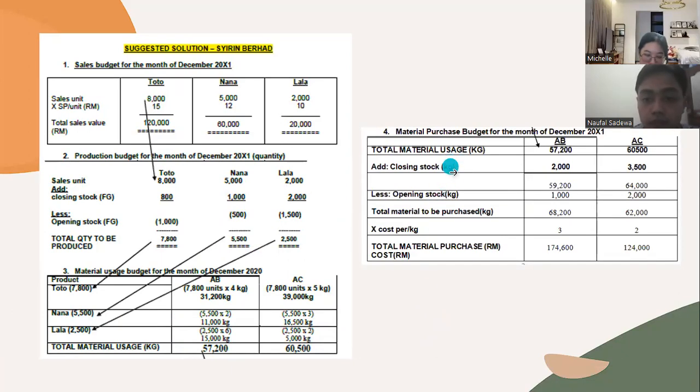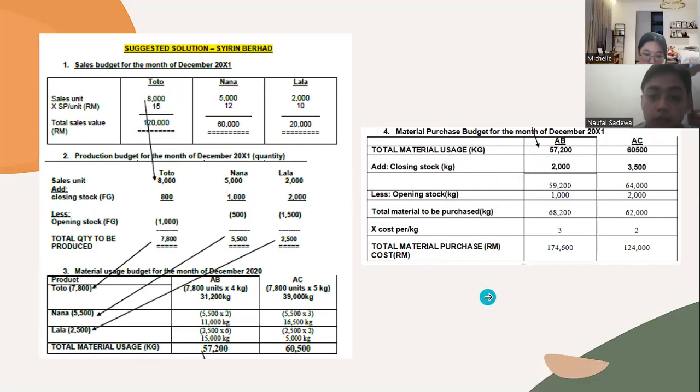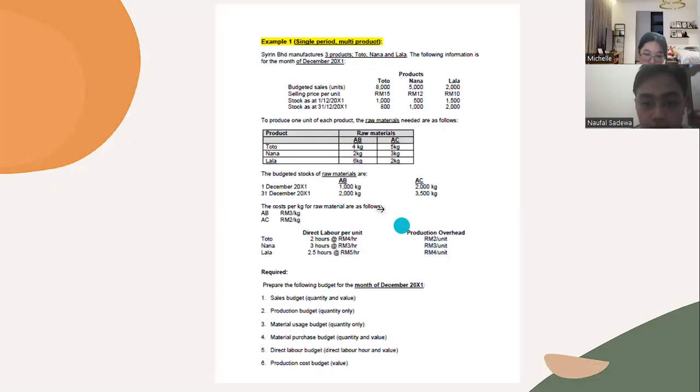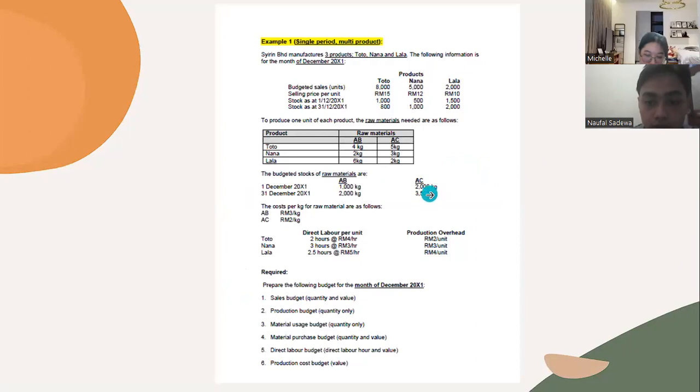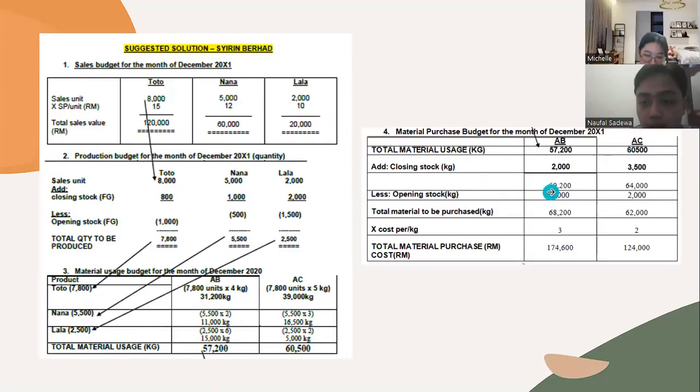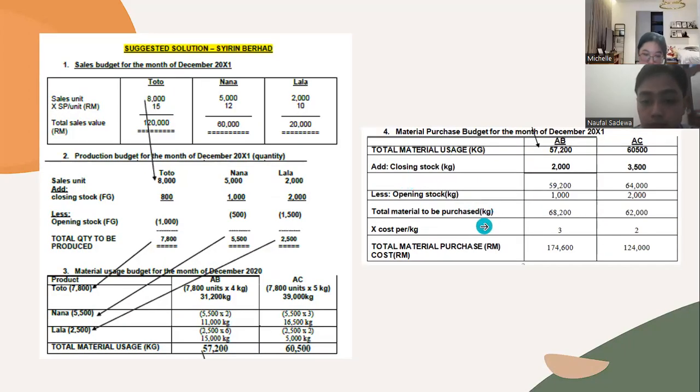And the next is material purchase budget. It's similar to before. We put this amount into this table, and we add the closing stock. The figures come from here. We count all of this, following this information. It's 2,000, and the next is 3,500. After we add it, we have to reduce with the opening stock, 1,000 and AC 2,000. And you get the amount of total material to be purchased in kilogram.